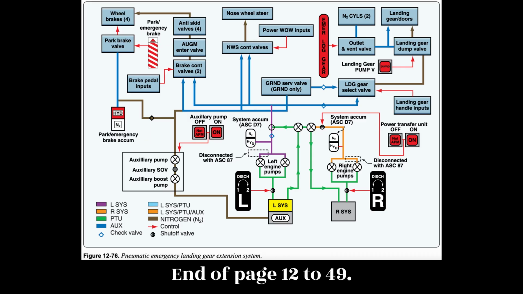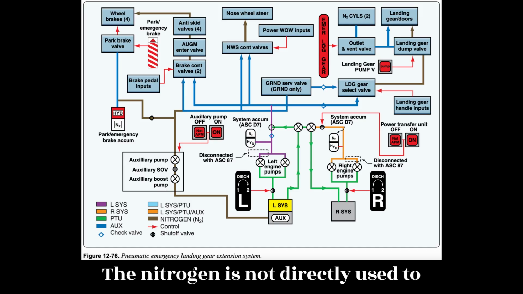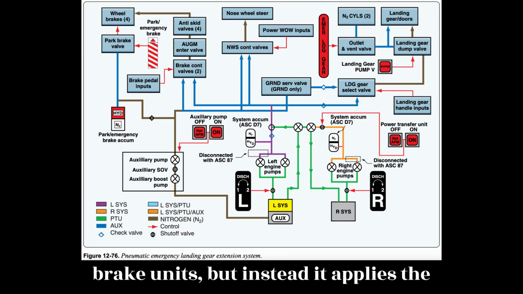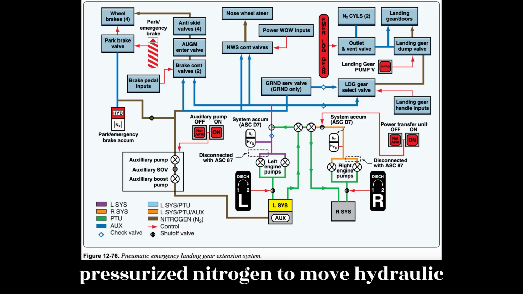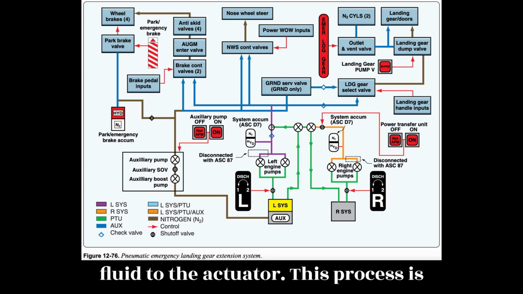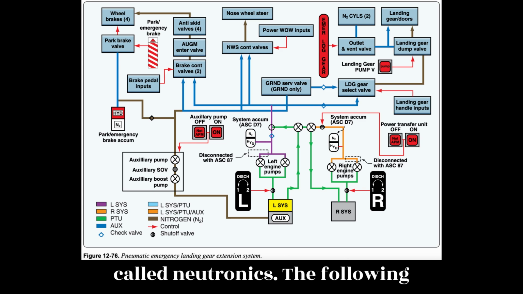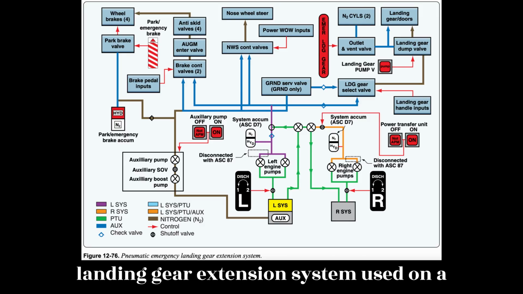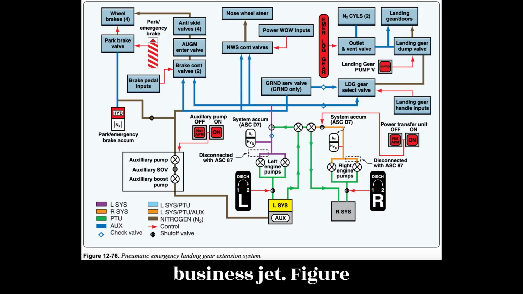The nitrogen is not directly used to actuate the landing gear actuators or brake units, but, instead, it applies the pressurized nitrogen to move hydraulic fluid to the actuator. This process is called hydraulics. The following paragraphs discuss the components and operation of an emergency pneumatic landing gear extension system used on a business jet. Figure 12.76.